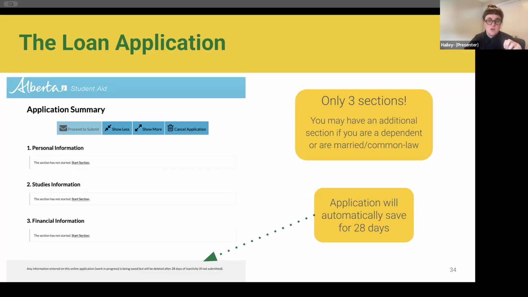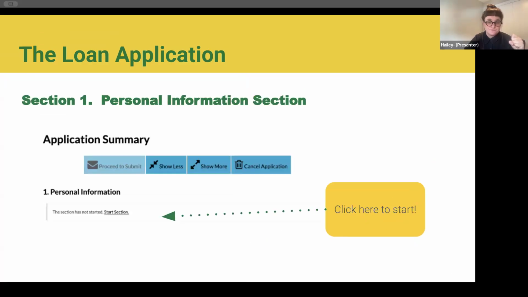You've got this. The other thing to note here is that this is a cloud-based system, so it will save for 28 days. If there's anything that you need to go home and check on, if you need to talk to your folks, or if you can't find your line 15000, you can just exit out of the application. As long as you log in within 28 days, everything will be saved, which is really nice. But let's go ahead and look at personal information, section number 1.